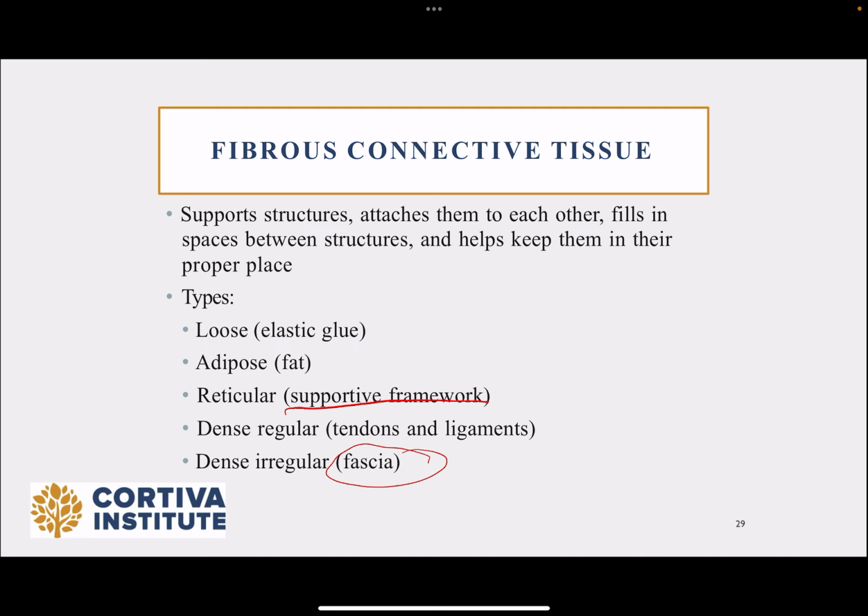Now, fibrous connective tissue is going to support and attach things to one another. It's going to fill the space in between structures, so our organs, the things inside our body, aren't literally floating around, and I don't rattle like a maraca every time I walk, right? This is also going to help keep things, of course, in their proper place. So I'm not a maraca.